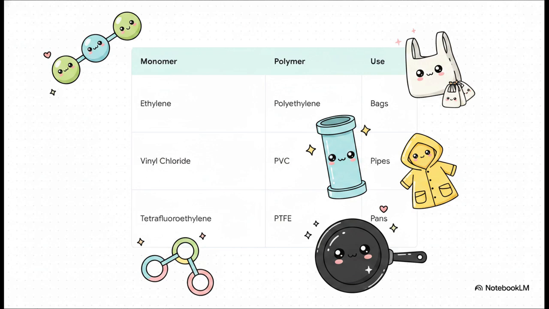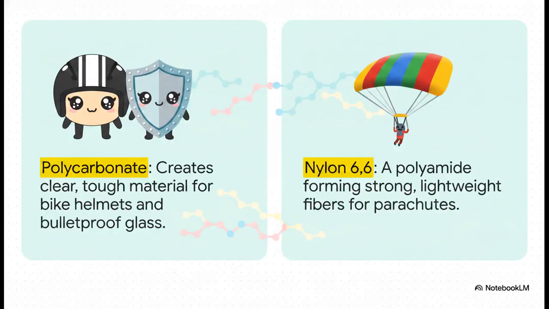Or if you take tetrafluoroethylene and polymerize it, you get PTFE. You probably know it as Teflon, the perfect nonstick surface right there on your frying pan. And by the way, those were just addition polymers. Let's look really quickly at condensation polymers. It's just amazing to see how different chemical linkages can yield vastly different properties in the real world.